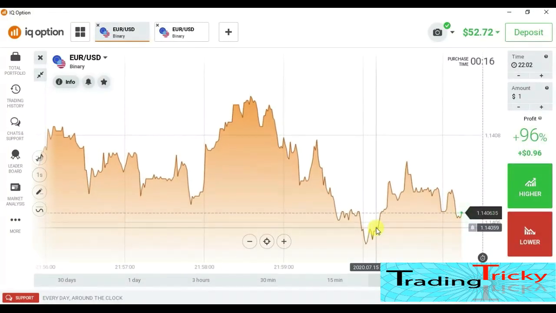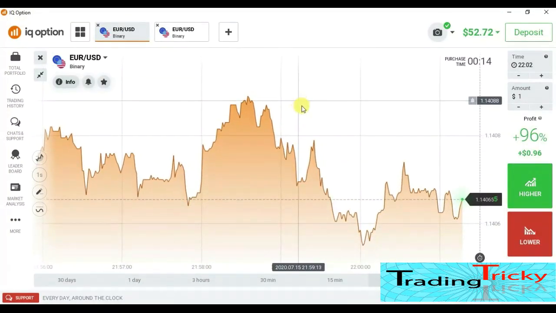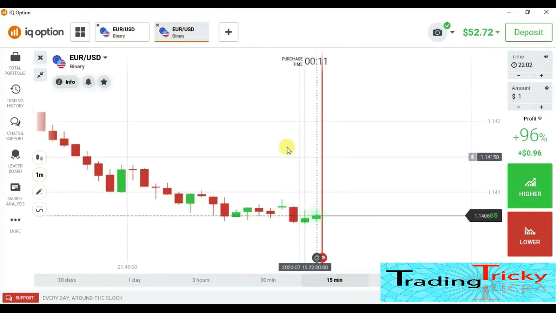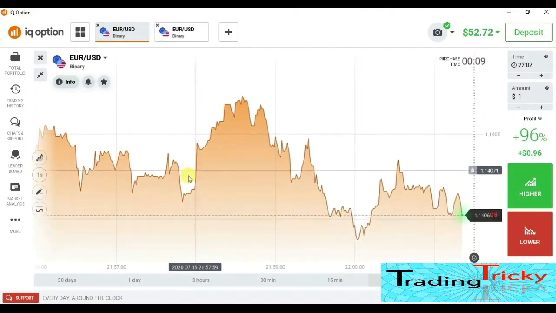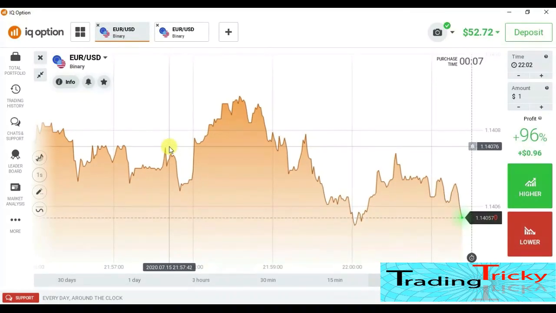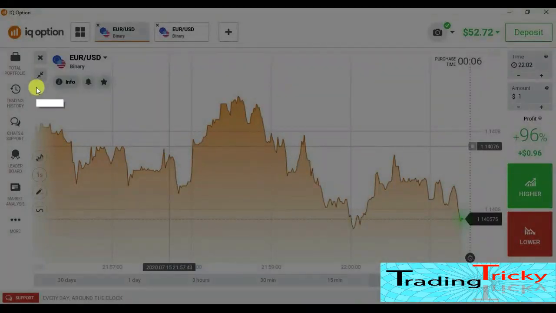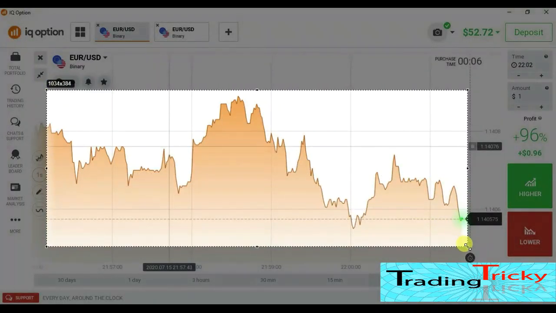Okay, here is the graph chart. I bring two charts together. This is the candlesticks and here is the graph chart, same pairs. So now if you analyze this area, if you try to understand what happened in this market.